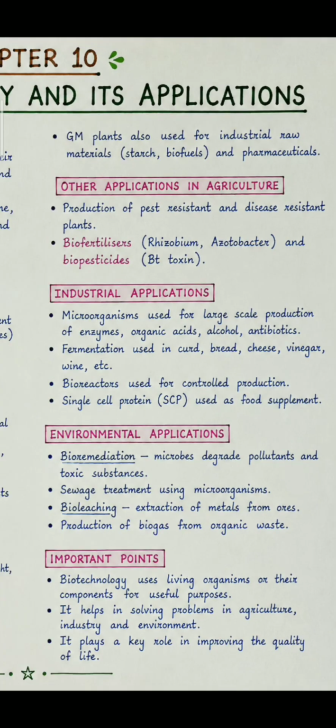And industrial applications: microorganisms used for large-scale production of enzymes, organic acids, alcohol, antibiotics, and fermentation, used in curd, bread, cheese, and vinegar. Bioreactors are used for controlled production, and single cell protein, and so on.